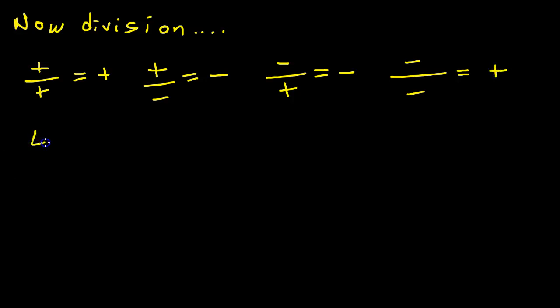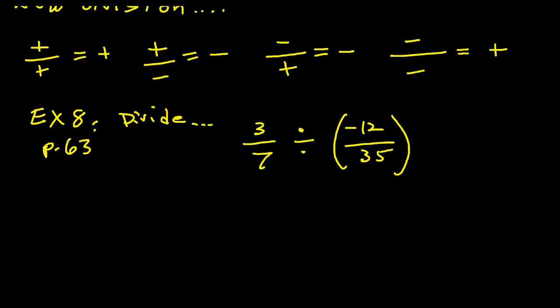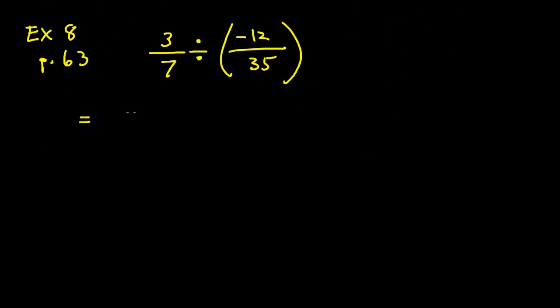All right, I want to look at example 8 on page 63 of our text. Divide and simplify if necessary: 3/7 divided by minus 12/35ths. All right, don't panic. Don't run to the calculator. Division is equivalent to inverting and multiplying. Your earlier math teachers may have said keep, change, flip to get an equivalent multiplication problem.